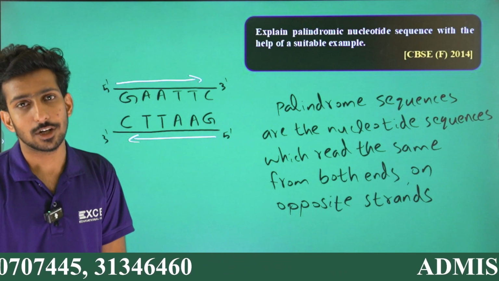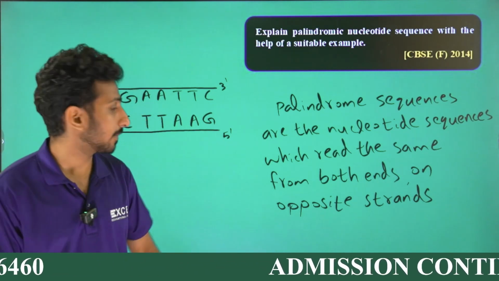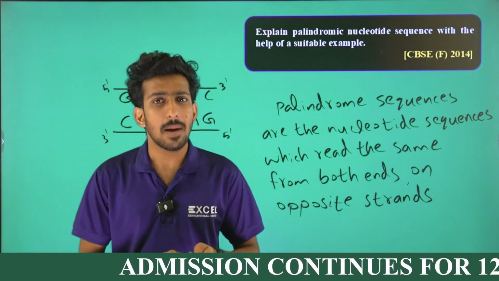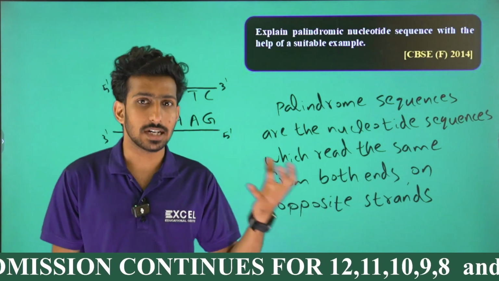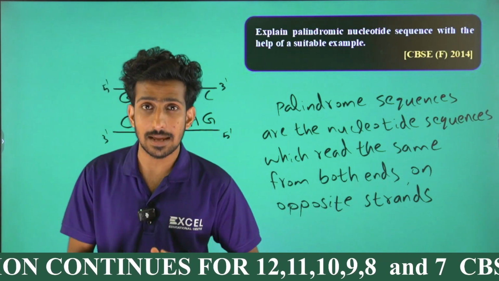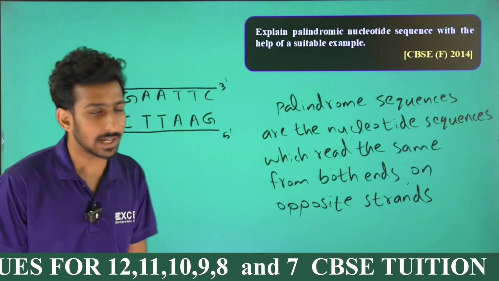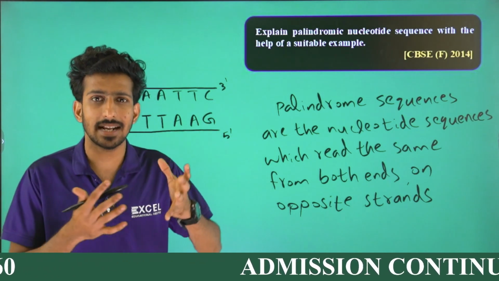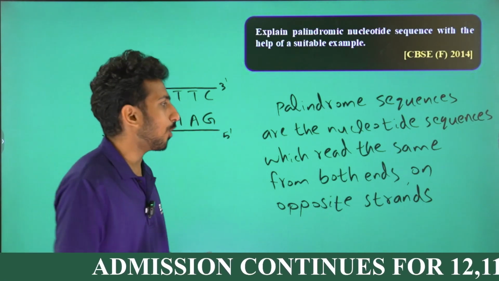This is called a palindromic sequence. Now you got the example for a palindromic sequence. And what is the peculiarity of a palindromic sequence? Palindromic sequences are recognition sequences for restriction enzymes. A restriction enzyme will come and cut in the palindromic sequences. GAATTC is the palindromic sequence. At the same time, it is the recognition sequence for the restriction enzyme EcoRI.